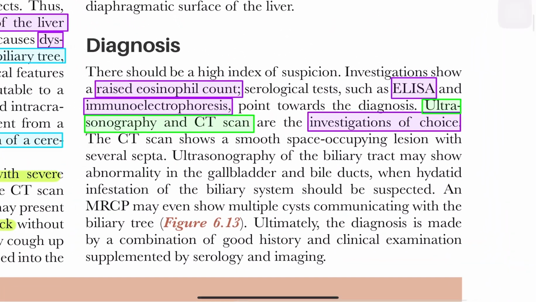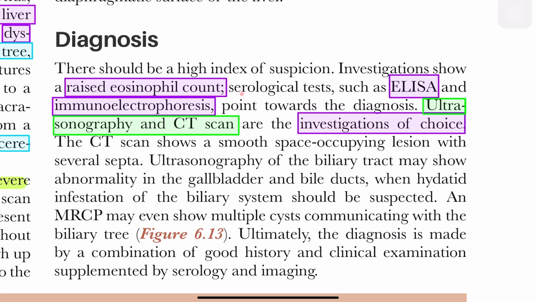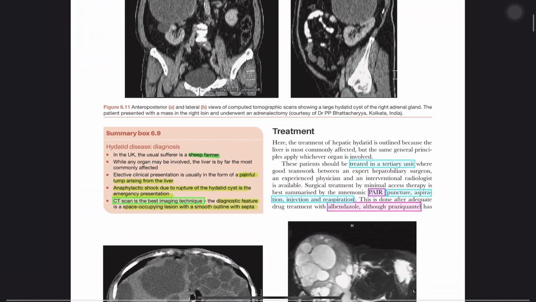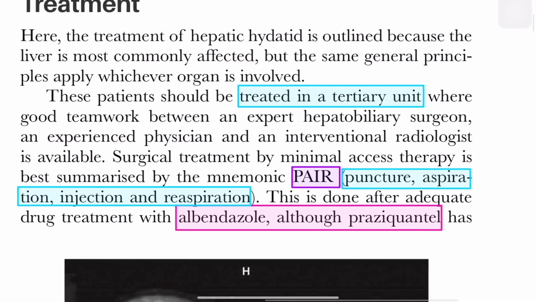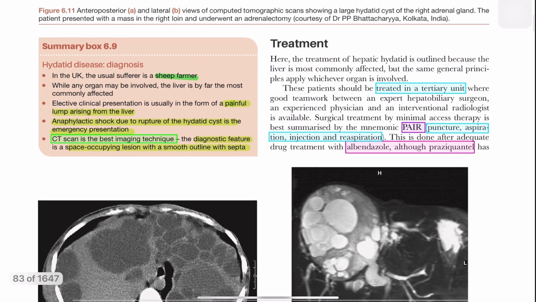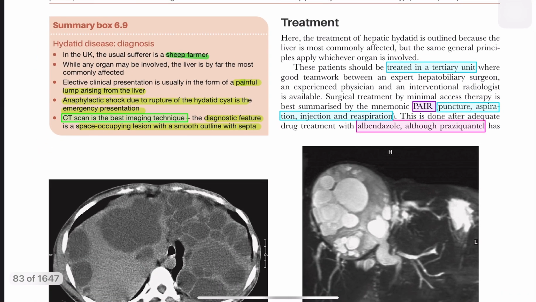Now come to diagnosis. In diagnosis you may get a raised eosinophil count, ELISA test or electrophoresis. Ultrasound and CT scan are the investigations of choice as per Bailey. Treatment should be done in a tertiary unit, with the PAIR full form already explained, or an antihelminthic drug like albendazole or praziquantel can be used. In summary, CT scan is the best imaging technique, so if you have to choose one, go for CT scan.